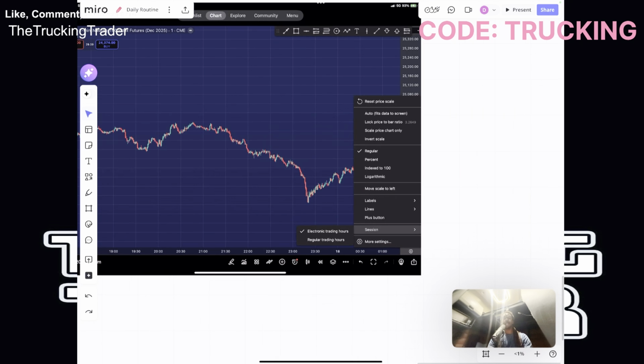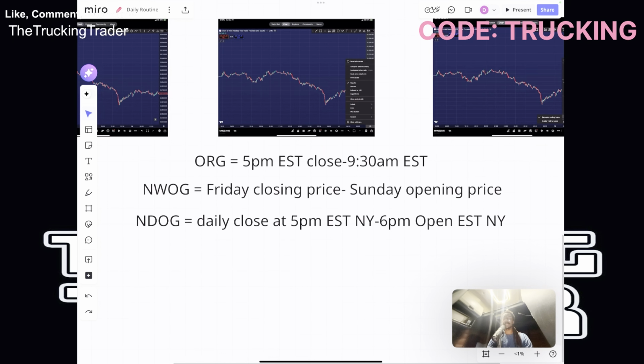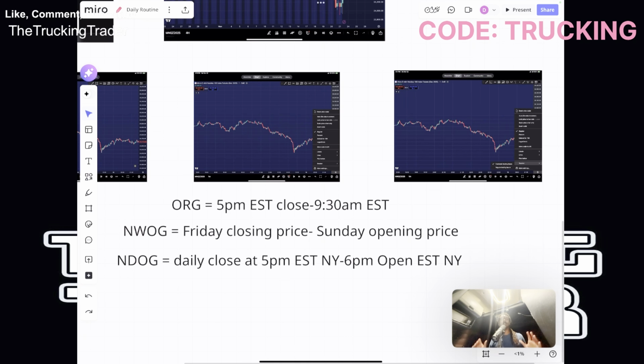Now, opening range gap is very important, all right? Make sure y'all write this down. Opening range gap is very important for finding the daily bias. It's important for finding like everything. That's why I use it so much. The new week opening gap, in my opinion, is just like a very strong fair value gap, right? So that's why I use the new week opening gap.